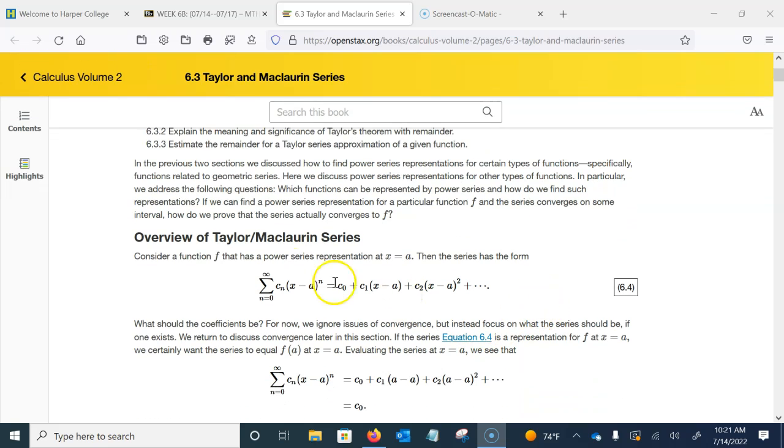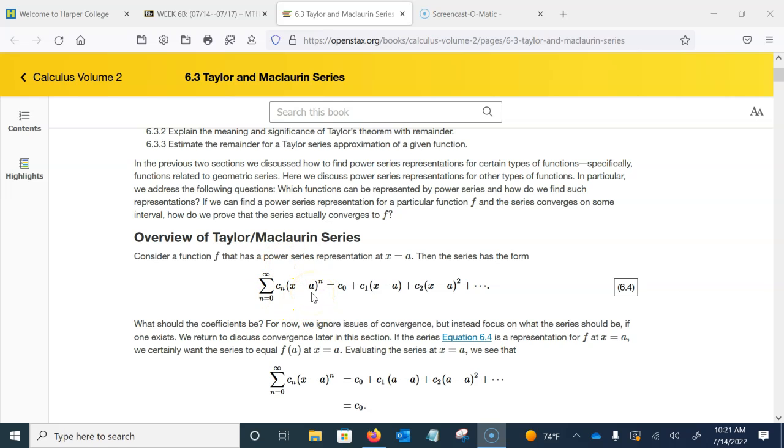Okay? So let's suppose that some function f has a power series. A power series, if it exists for a function, is unique. That was one of the theorems in section 6.2. So let's suppose I have a function f, and it has a power series, expanded about some a.